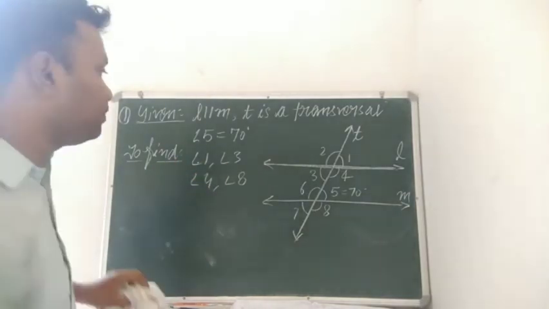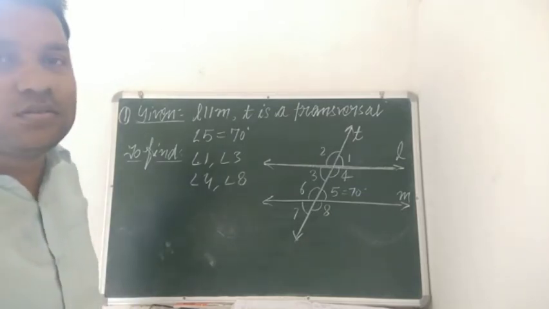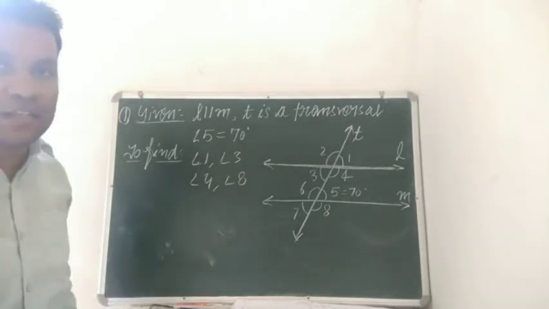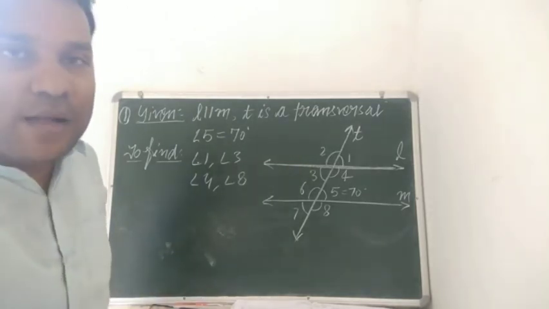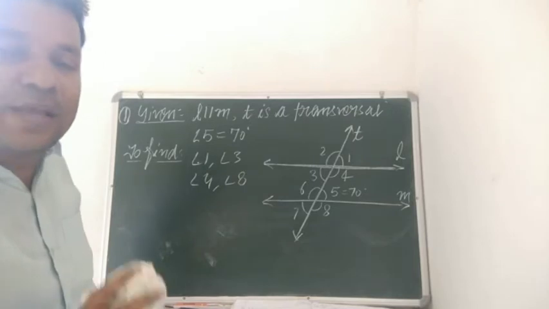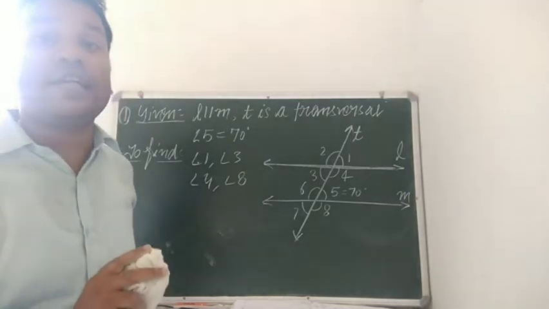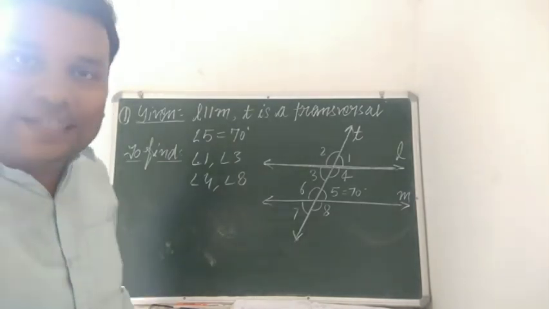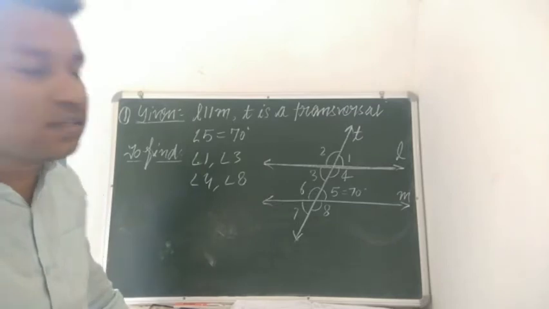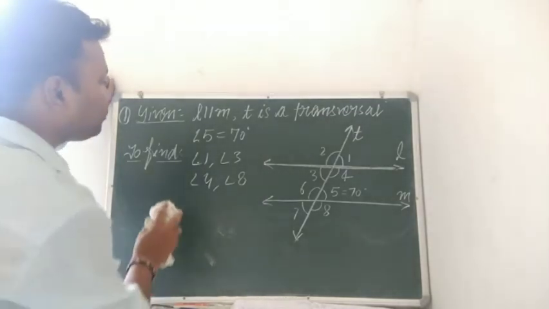So let's start. So student, in the previous class we have already discussed the various types of angles which are formed by a transversal when it cuts two parallel lines: pair of corresponding angles, pair of alternate interior angles, pair of alternate exterior angles, consecutive interior angles and vertically opposite angles. So we will apply all those here.